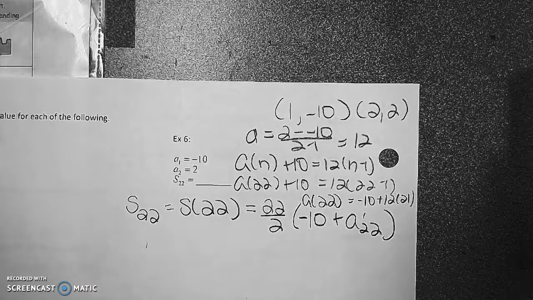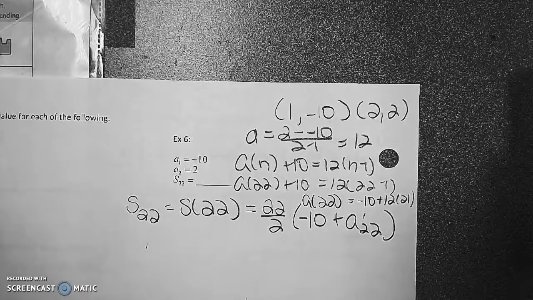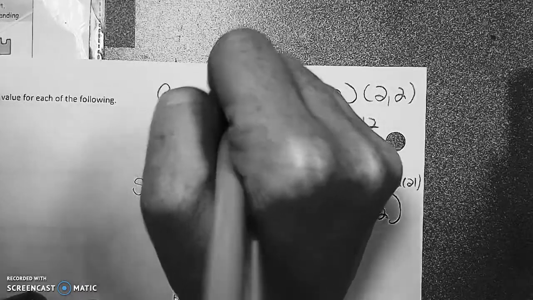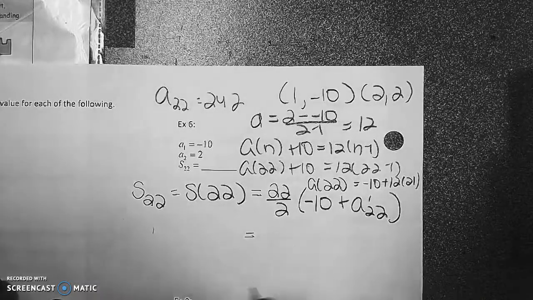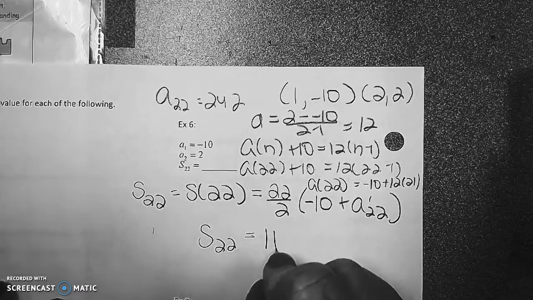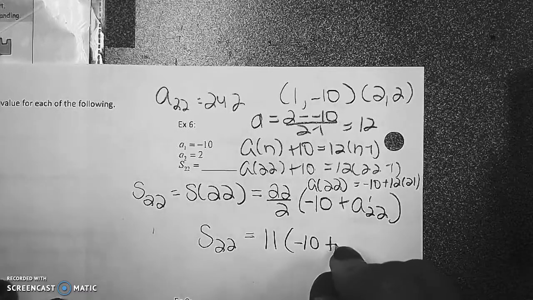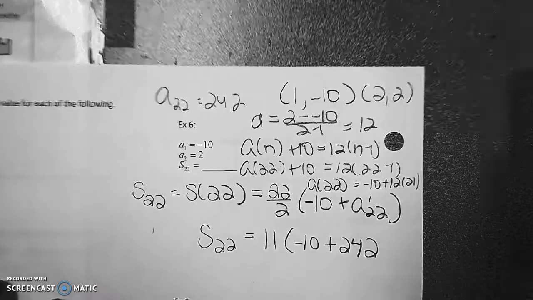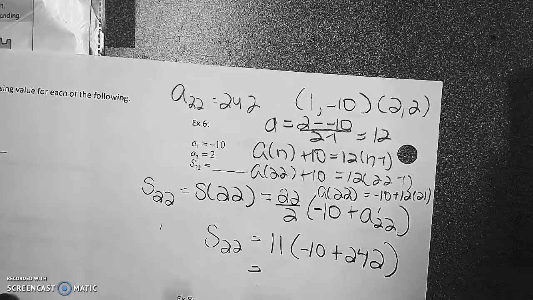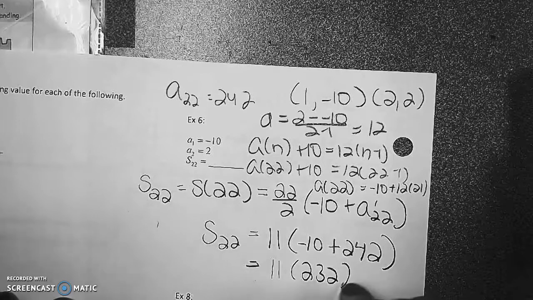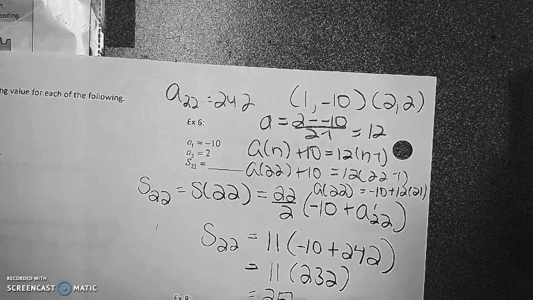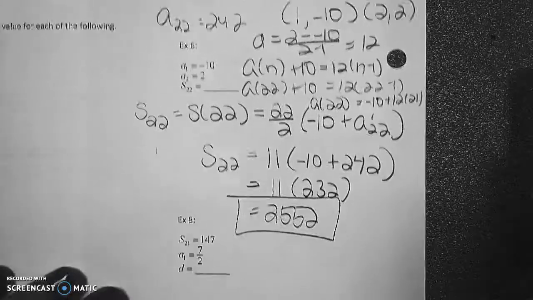And so I end up getting 242. So A sub 22 is 242. Based off that information, I can now find the sum of the first 22 terms. 22 over 2 is 11. A1 plus, I now know the value of A sub 22. And then I know 11 times 232. So 11 times 232 is 2,552. Oops.